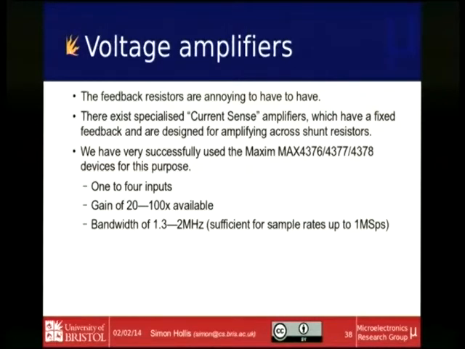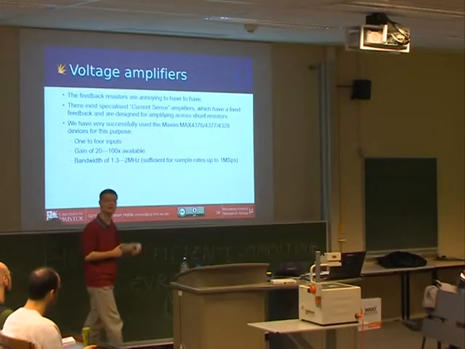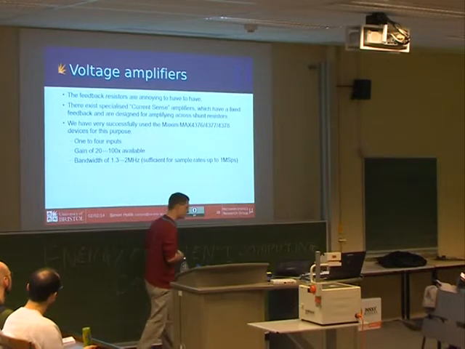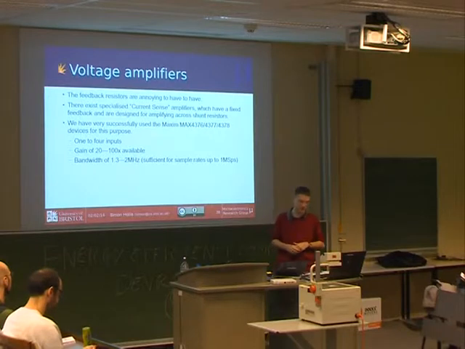So you can actually buy off the shelf dedicated current sense amplifiers. They're designed exactly for this application, with the sense resistor, and they have fixed amplification. And there is indeed one that gives 50 times amplification. We use ones from Maxim. They produce a range of these devices with selectable ranges, and one or four different differential inputs. So you can measure up to four power supplies at once, and that's what I've got on our boards. It's a relatively expensive chip, but it's nice and neat.